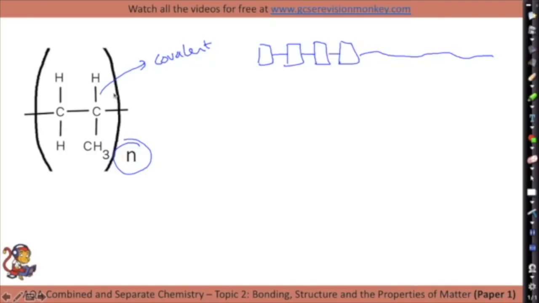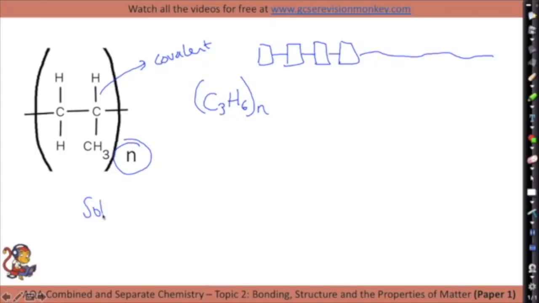If we were to write this out, which you might be asked to do in the exam, the formula for the polymer, you need to count up the number of carbons. So there's 3, so C3. Count up the number of H's, there's 3, 4, 5, 6, so 6 hydrogens. And you would write that in brackets with the N outside, and that would be our formula for the polymer.